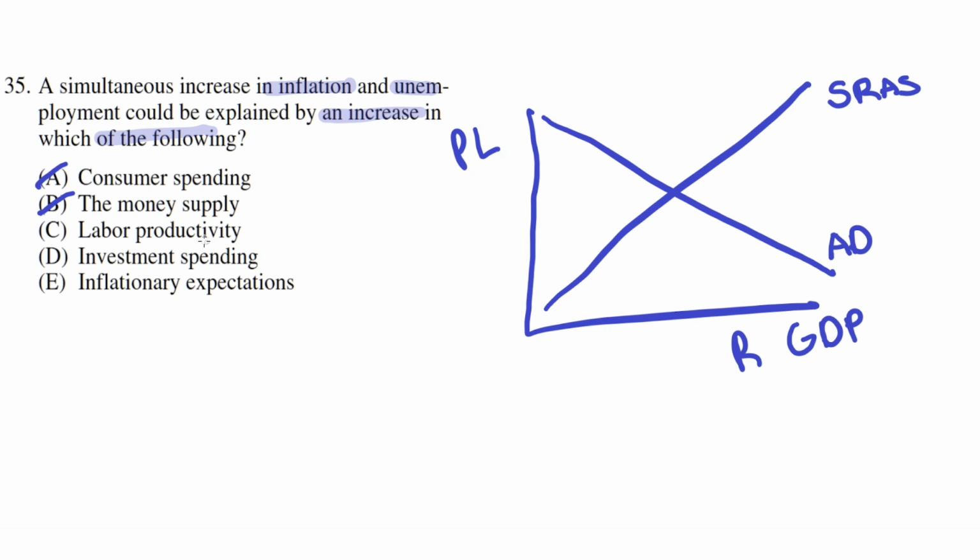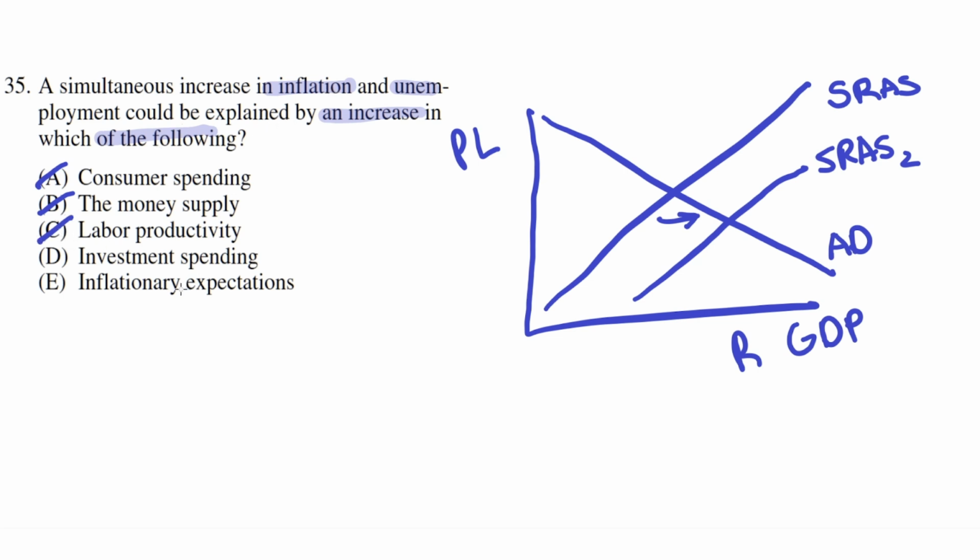C, labor productivity. So an increase in labor productivity would mean that the short-run aggregate supply curve would shift to the right, and this would result in the following curve. And for our real GDP, unemployment, and price level, our real GDP would increase because originally it was at this point, but now it's here. And for unemployment, that would mean that unemployment would decrease. For inflation, there would be lower inflation because the price level was originally up here, but now it's down here. And because this is not showing an increase in inflation and an increase in unemployment, we can eliminate C as well.